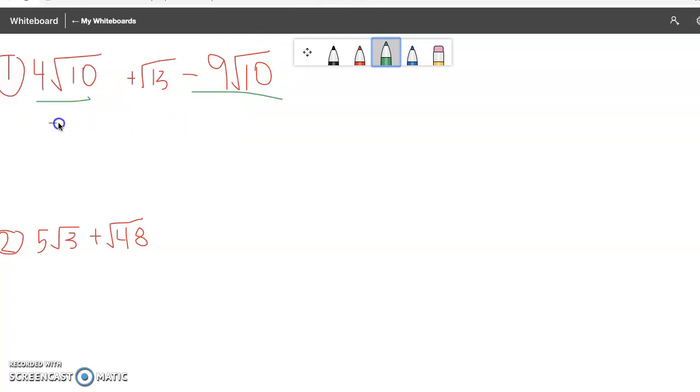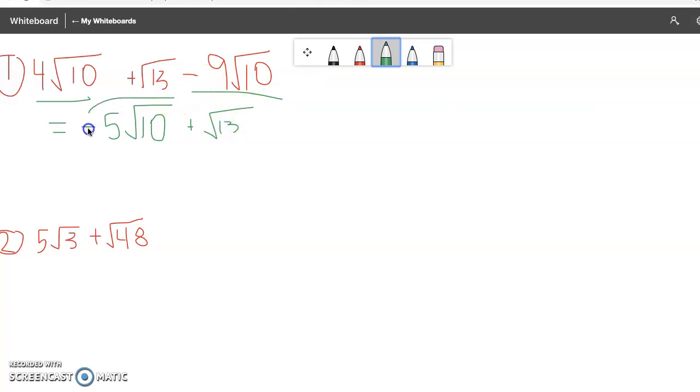So to solve this, if I have 4 radical 10 minus 9 radical 10, 4 minus 9 is negative 5, and then radical 10 stays as it is. Again, think of when you combined variables together. You didn't do anything with the variable itself. If it was x, it stayed x. If it was y, it stayed y. And then since radical 13 does not have a common radical with anything else, it will just be negative 5 root 10 plus root 13 as your final answer.